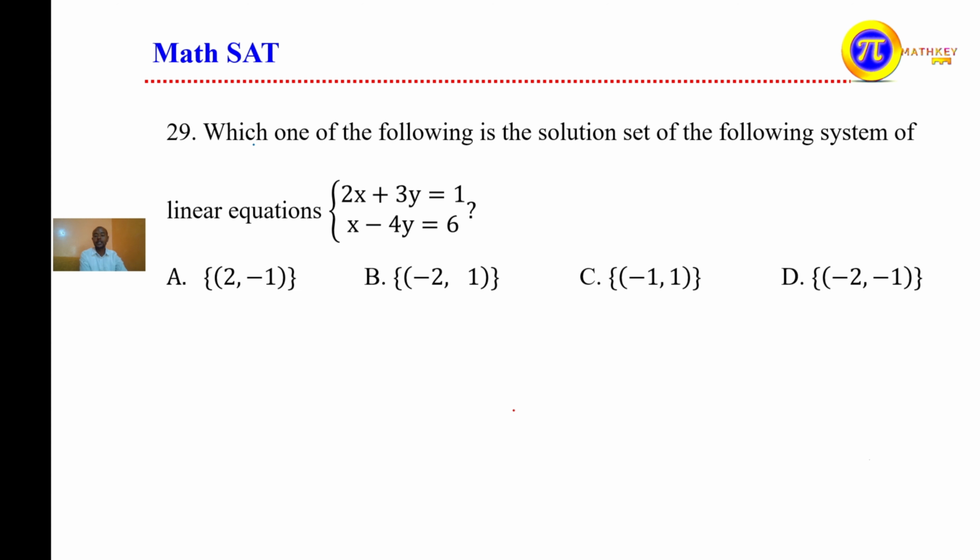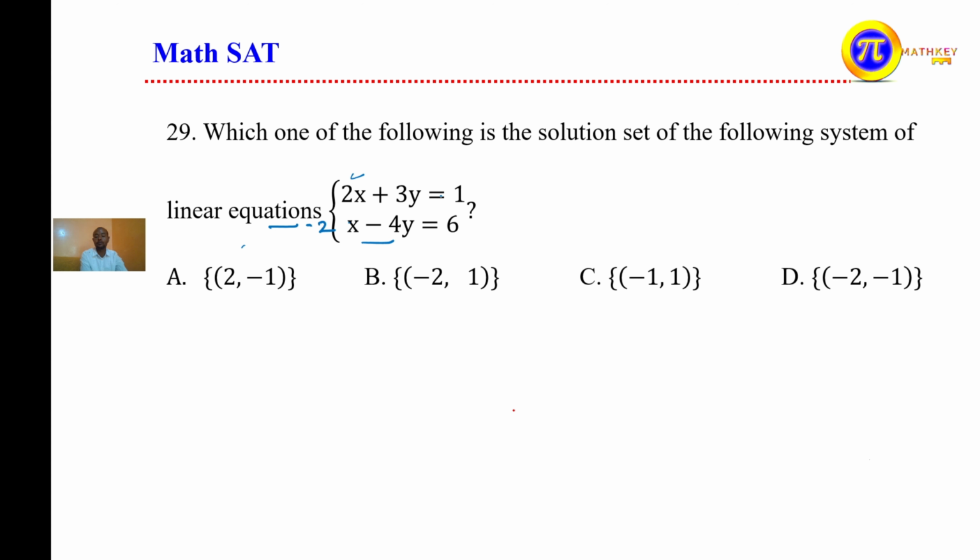Now let us consider the next one. Which one of the following is the solution set of the system of linear equations here we have? If you have such a problem, you use either substitution method or cancellation method to solve such problems. Since the coefficient for x here is 2 and the coefficient for x here is 1, we can multiply by the opposite of this 2, that is negative 2, for the second one.